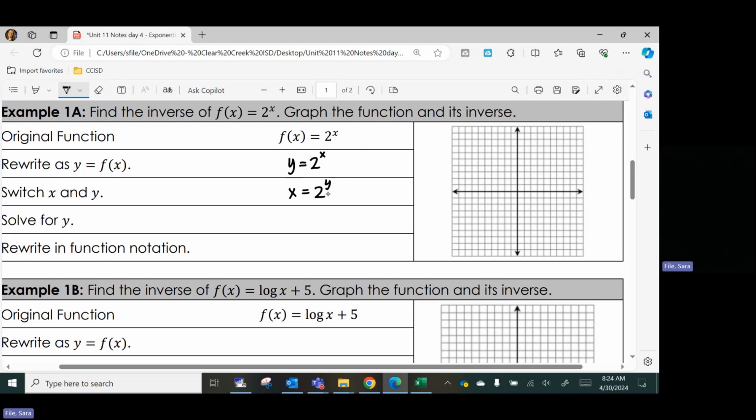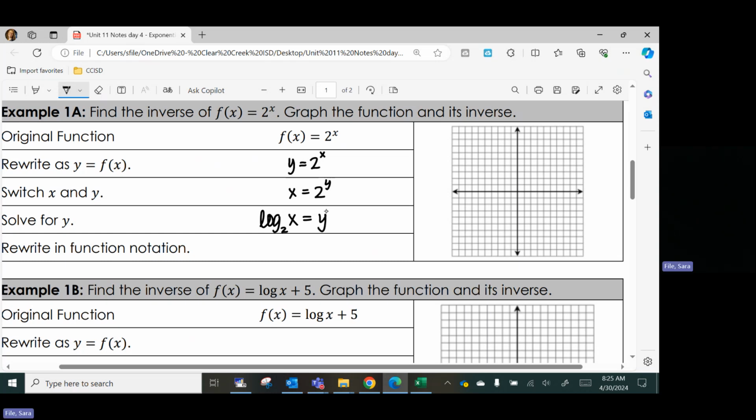Now, I want to solve for y. So y is in the exponent of this exponential. I'm going to need to rewrite it as a log so that I can solve for y. So the base is 2. So this becomes a log base 2. Okay, and then what the exponential was equal to becomes the argument of the log. And what was the exponent is what the log is equal to.